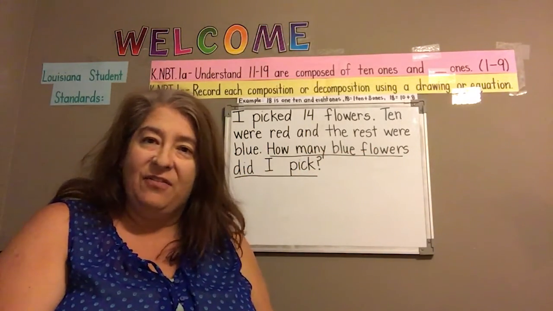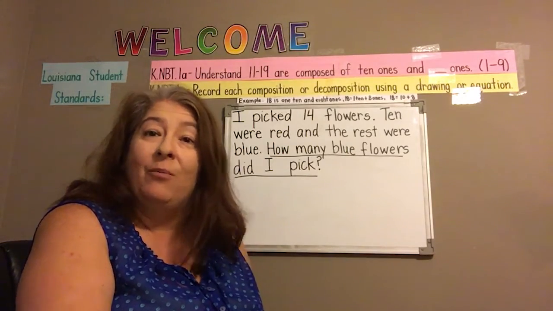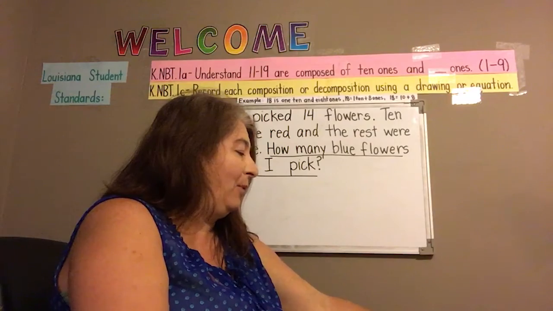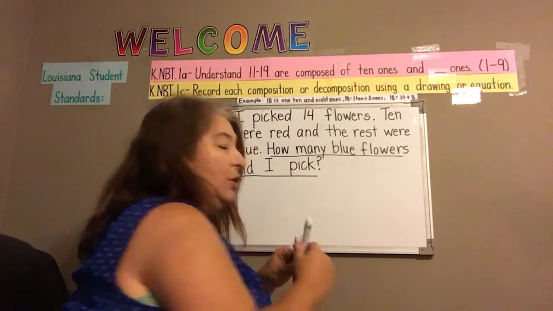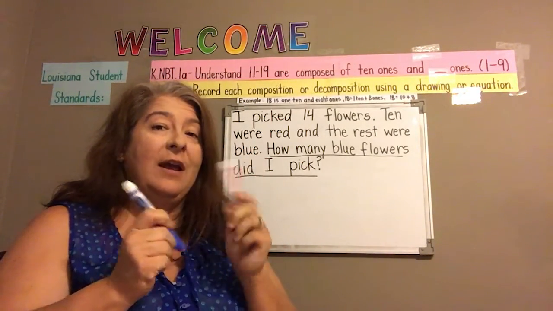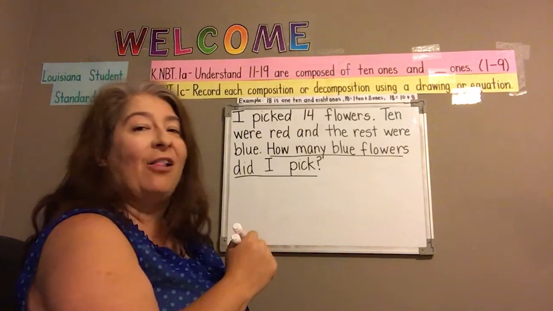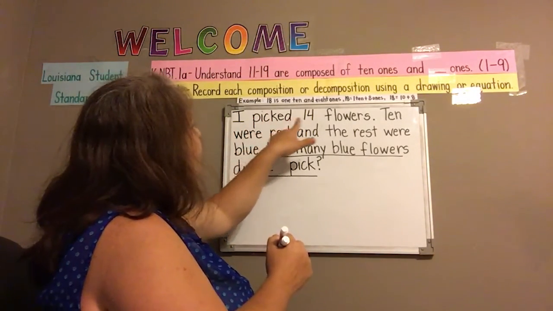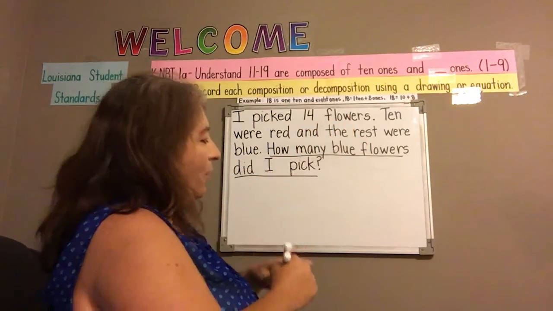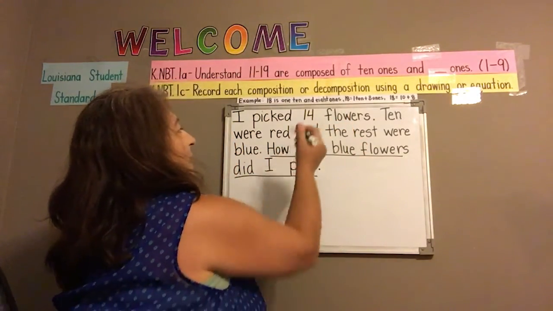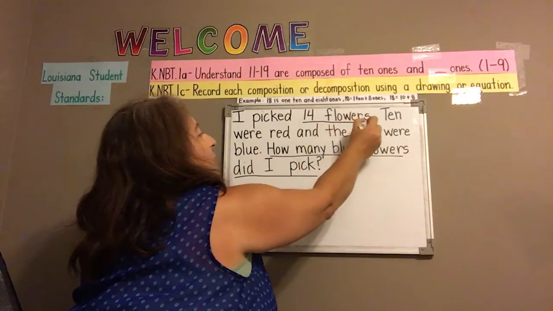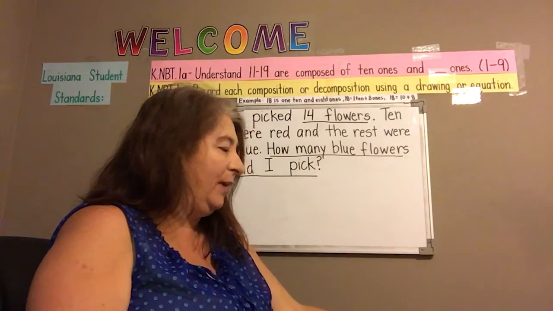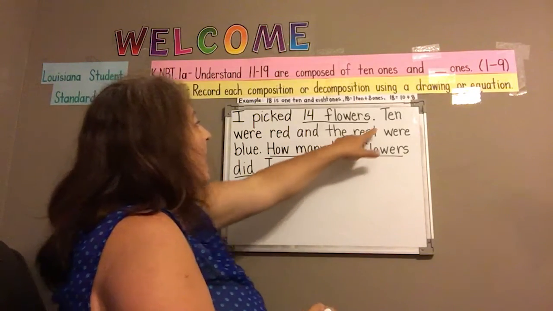Now, let's see if we can find out what information in that problem we can use to help us find the answer to that problem. I'm going to use my red and my blue marker to help me, since I know that's the colors that were in the problem. So let's look. I picked 14 flowers. Well, that's an important number right there, 14. I know that's 14 flowers all together. Now, let's see what other information we can find.